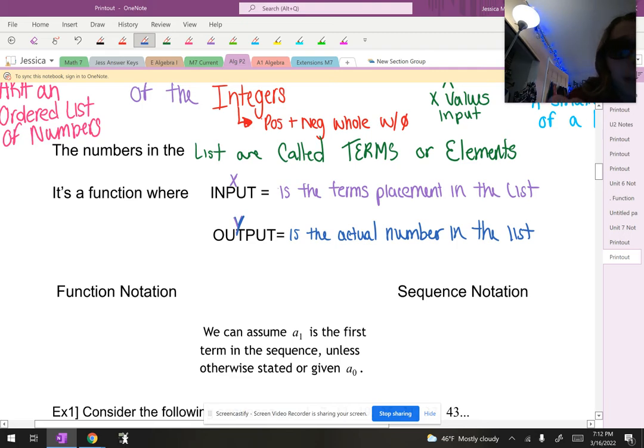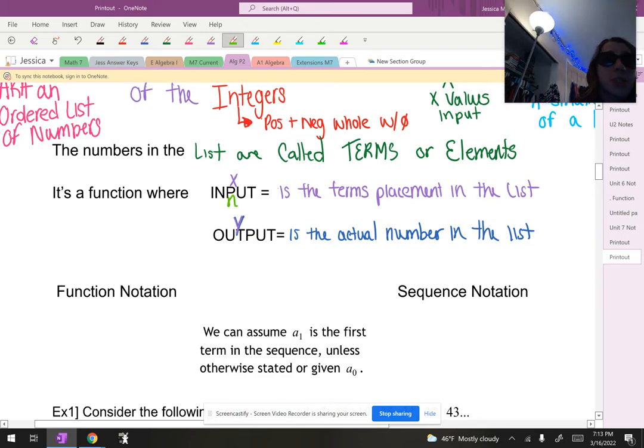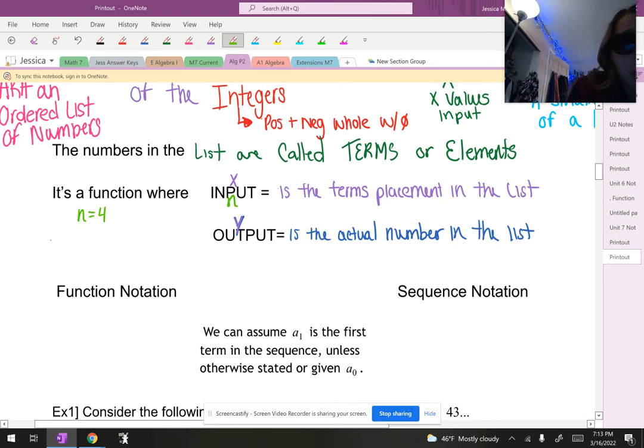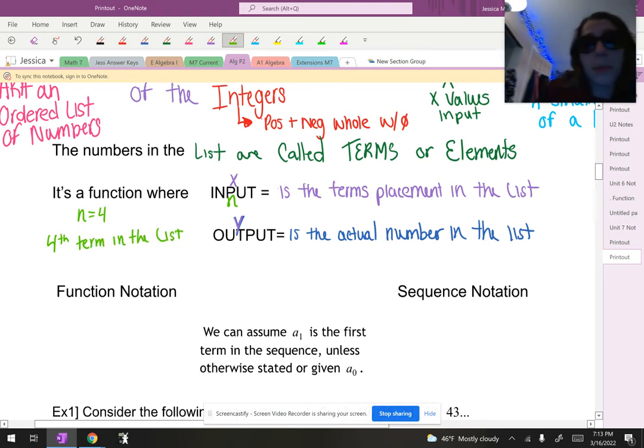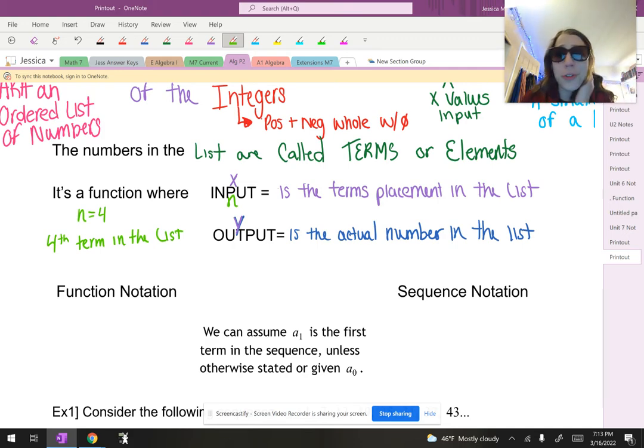So for example, a lot in this unit, we're not going to be using X because we've been using X for too long. So we have got to switch it up. Instead of X a lot, we're going to be using N for our input. So if you have something like N is equal to 4, that would mean, like we were talking about, it's the fourth term in the list. That's what we mean. And then the output is whatever that number actually is. It's not always going to be the same. You know, the list might not just be 1, 2, 3, 4. It might be something different.